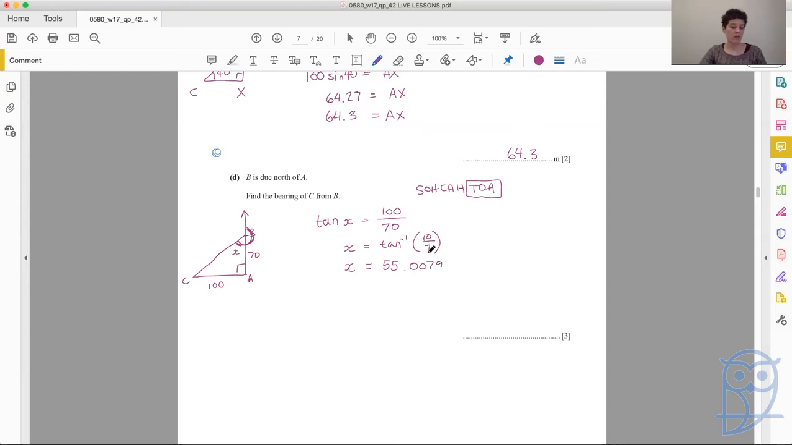0.0079. Okay, so we're not going to need those ones because they're far on the side, but we're going to keep them now while we're calculating. So we now know that X is 55.0079. We know that the full bearing is the 180 plus that. So bearing equals 180 plus 55.0079. The bearing equals 235 degrees, 0.0 to 1 decimal place. So a bearing, though, remember, we give as 3 figures. So it would be 235.